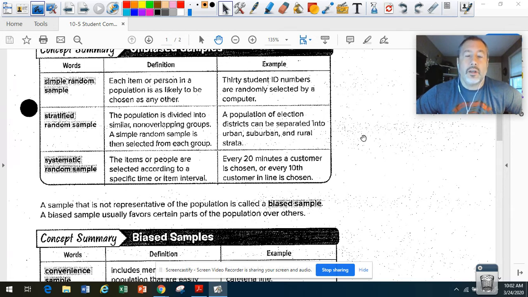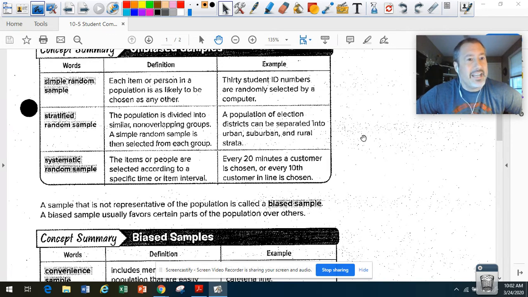Or if we wanted to, we can say, what we're going to do is go according to the biomes. We would separate everything into the desert, the forest, the grasslands, and the aquatics. That would be a stratified random sample because we're breaking the population up into groups. Now let's look at the systematic.